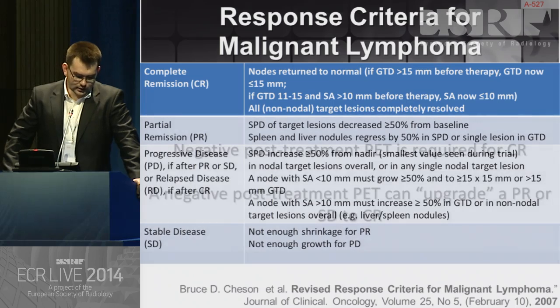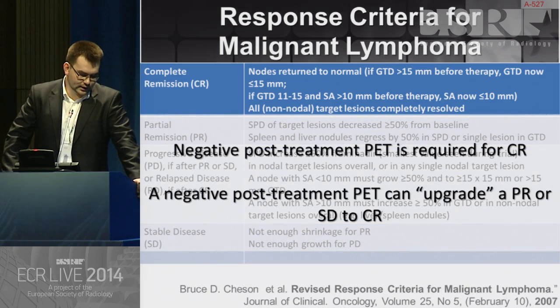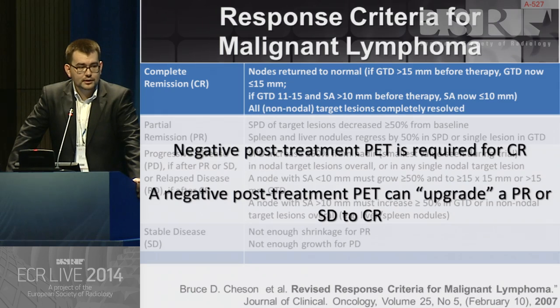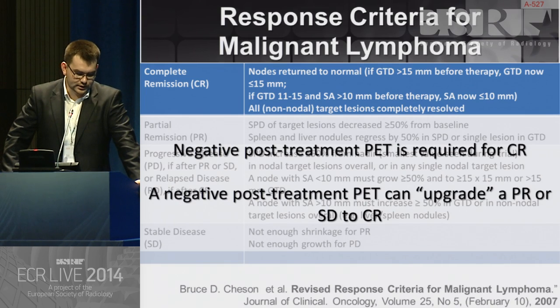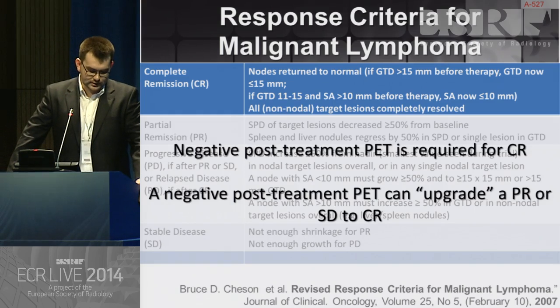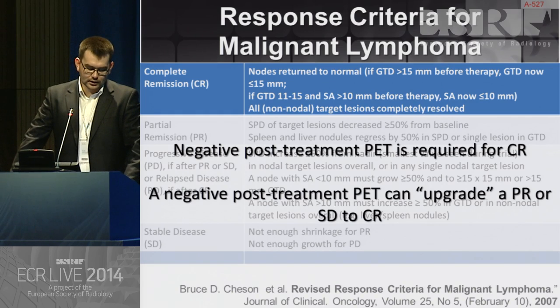That's why in 2007, new response criteria with PET in the aid of treatment were added. Adding PET to CT response criteria improves the accuracy of restaging. So reduction of the glucose metabolism is measured by the PET component, and the tumor size is measured on the CT component.